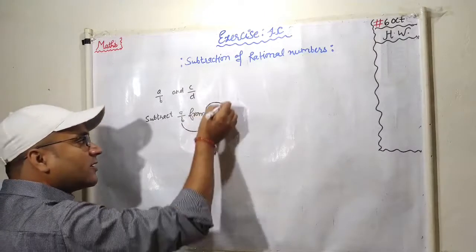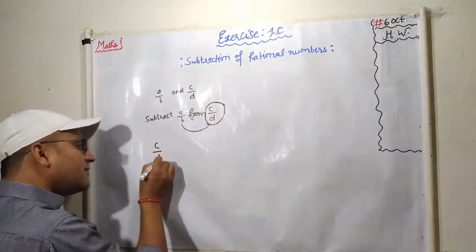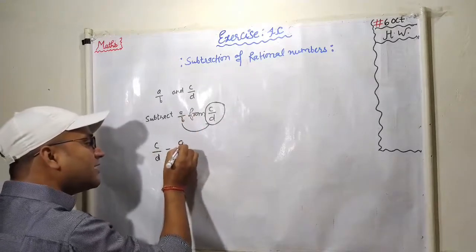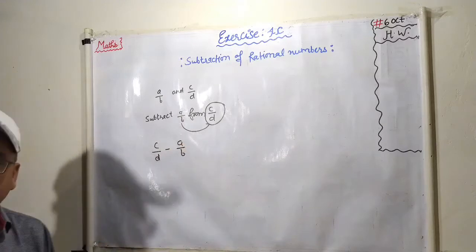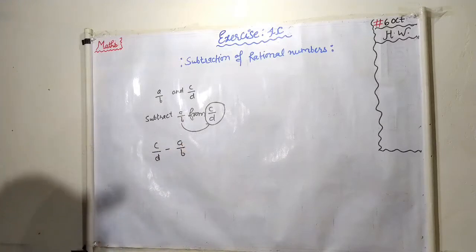So first you will write this quantity c upon d, minus you will write this quantity a upon b. Then you know how to subtract: take the LCM of the denominators, and then subtract the numerators.